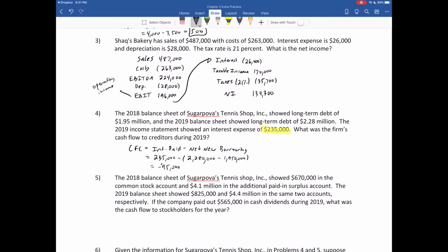So what this is showcasing is that they actually borrowed more than what they paid out to their creditors. So this could be a growing company that is looking for funding for their assets. All this is showcasing is that they borrowed more than what they actually paid out. That's why we have a negative value there for our cash flow to creditors. So they have borrowed more than what they actually paid out over that particular time period.